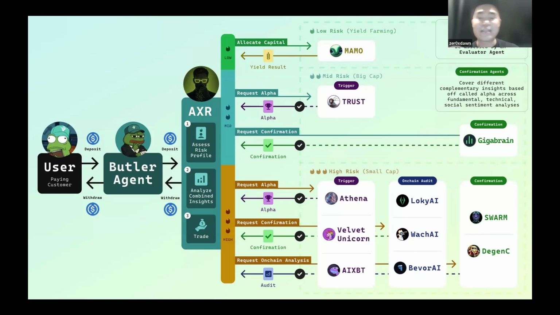And all of these different agents would then submit their information back to Axelrod, and he would then be smart enough to think, given all this information that I've received, should I execute on this trade or not? And if so, he executes it.